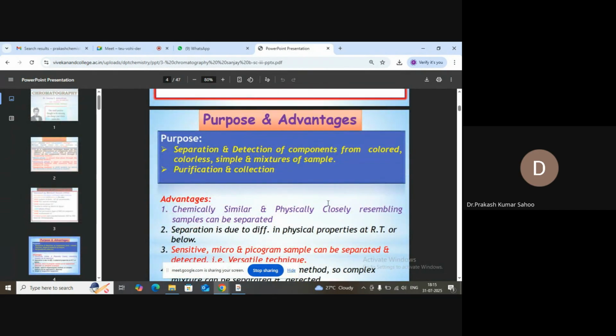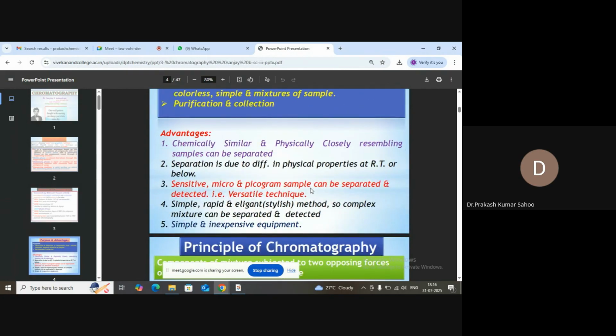So the purpose and advantages: separation and detection of components from colored, colorless, simple and mixture samples, purification and collection. This is the main purpose or aim of this technique. And what are the advantages? Chemically similar and physically closely resembling samples can be separated. Separation is due to differences in physical properties at room temperature or below. Sensitive micro and picogram samples can be separated and detected.